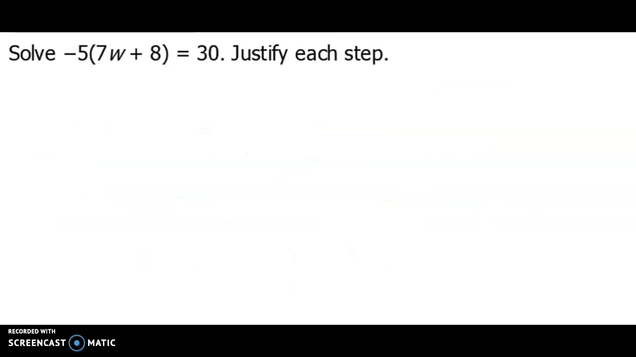All right, guys, now that we've done a couple of examples, I want you to go ahead and try this one. Treat this the same as the other two. Try to work it out on your own, and then you can check it when you're done.